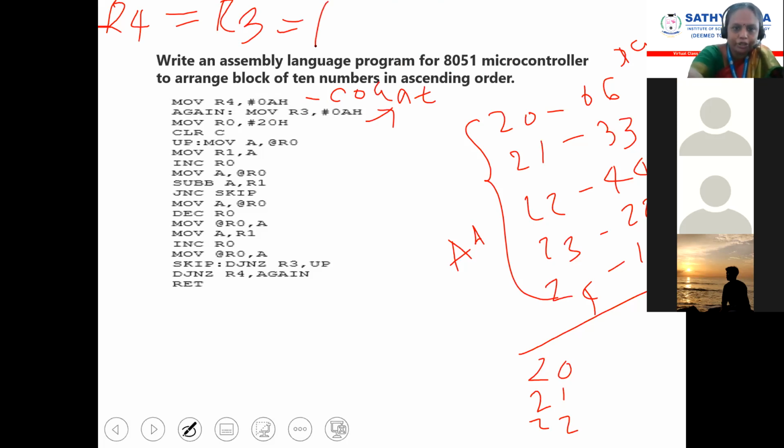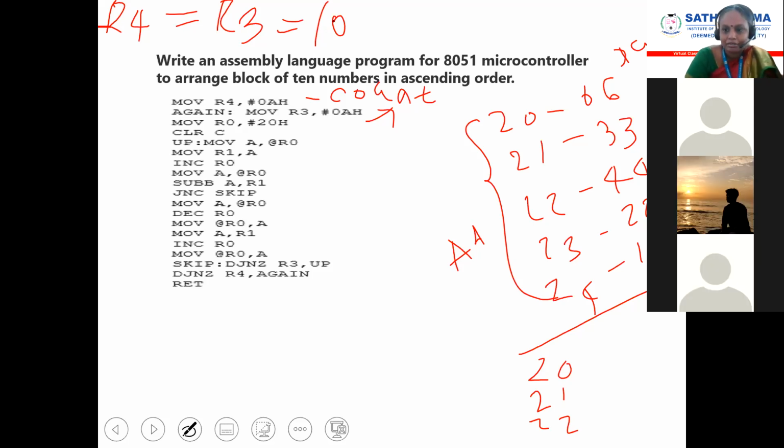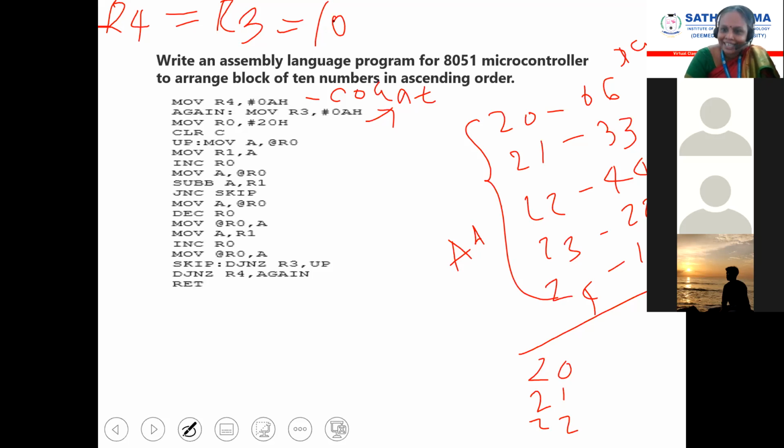10 data I'm going to put. Okay. Then MOV R0, #20. So what is the R0 value? 20. CLR C. That means what? What is CLR C, ma'am? Clear screen? Wow. Clear screen? We are doing assembly. Clear carry, ma'am. Clear carry flag. Okay, ma'am. Clear the carry flag.